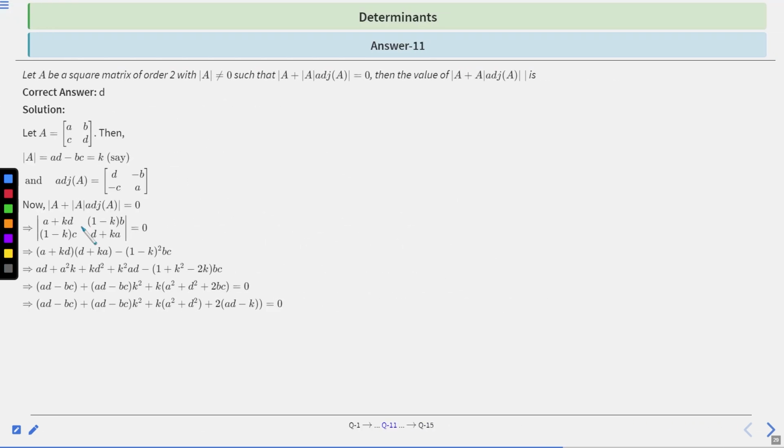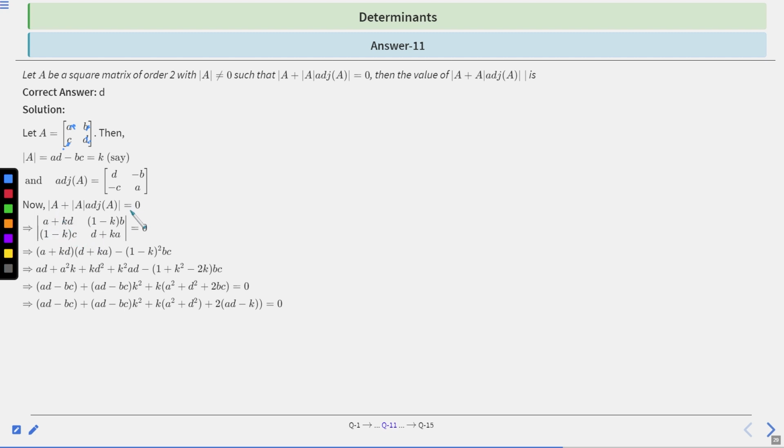Okay, let's move to the solution part. Suppose we have some matrix A with entries A, B, C, D. Then determinant value of A is AD minus BC. Suppose this is equal to K. Now, what is adjoint of A? Adjoint of A is, you can calculate, this and this will change the position, and on this side C and B will change the sign only.